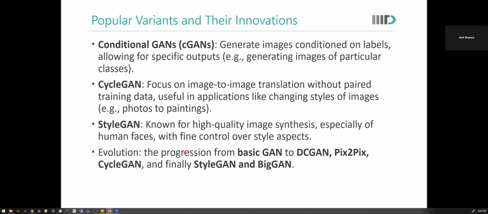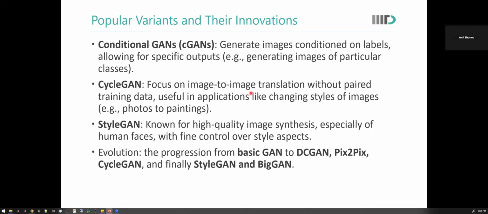After that, there is StyleGAN, which is known for high quality image synthesis, especially for human faces, with fine control over style aspects. And there are so many other progressions. Basically, we'll see how basic GANs were trained, and then how it transformed to DCGAN, then how pix2pix generates images, how cycle GAN generates images, and then finally, we'll also see some information about StyleGAN. We'll not be touching on BigGAN. So we'll be seeing all these variants.